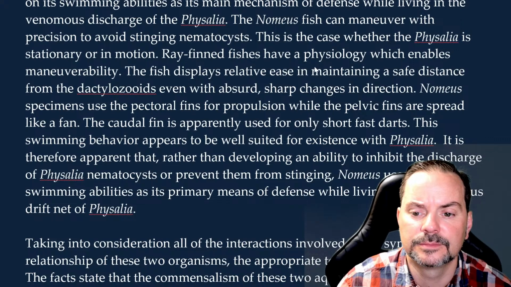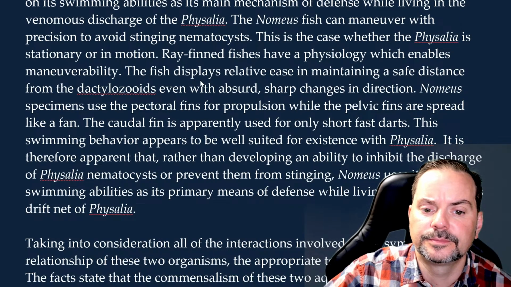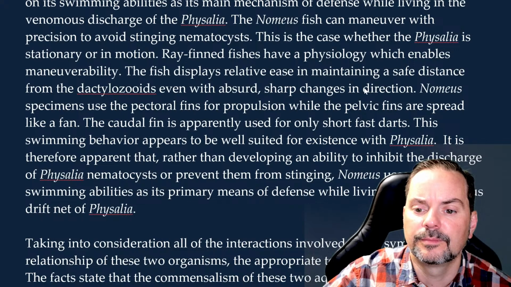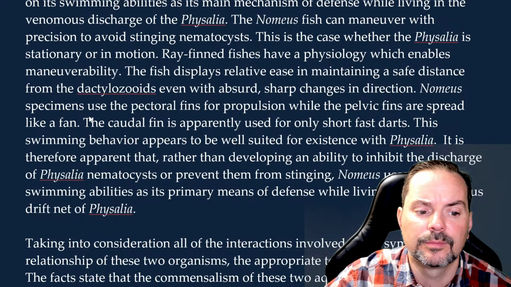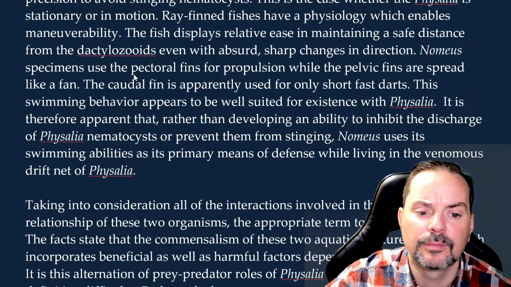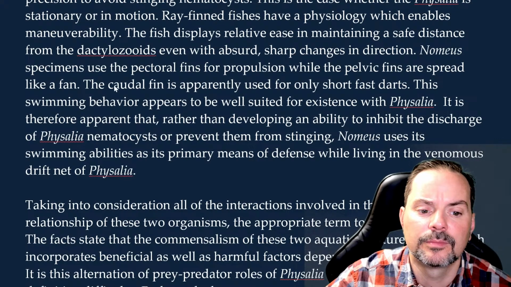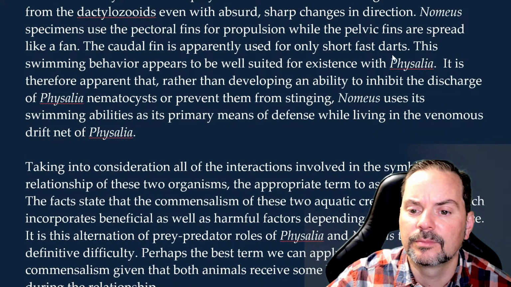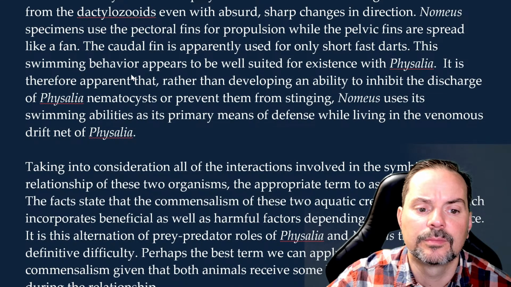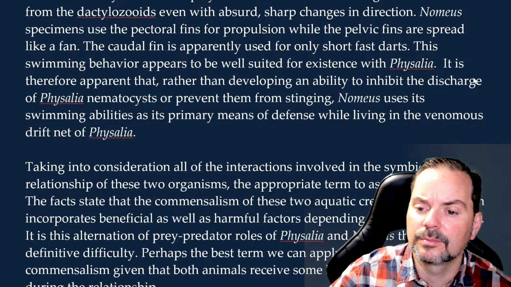Ray-finned fishes have a physiology which enables manoeuvrability. The fish displays relative ease in maintaining a safe distance from the dactylozoids, even with absurd, sharp changes in direction. Nomius specimens use the pectoral fins for propulsion, while the pelvic fins are spread like a fan. The caudal fin is apparently used only for short, fast darts. This swimming behaviour appears to be well suited for existence with Physalia.